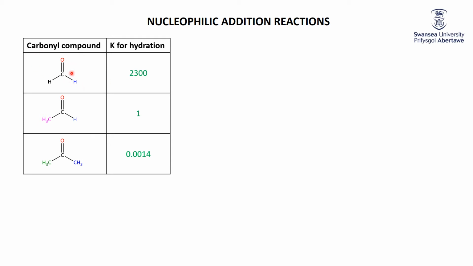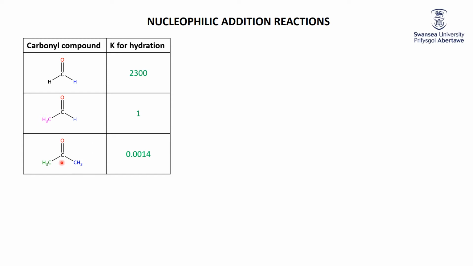So when you have methanal here, the smallest, the simplest carbonyl compound, whether you do it in acidic or basic solution, pretty much the equilibrium is over on the right. Very large equilibrium constant, which means that most of the species is in the gem diol form. Then you get down to ethanal, and the equilibrium constant is 1. In other words, if you take an aqueous solution of ethanal, about half of it will be in the form of ethanal and half of it will be in the form of the gem diol.